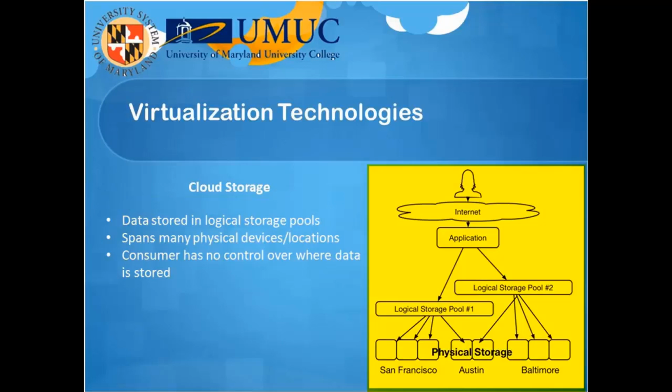So let's look at this diagram here. The diagram has an individual making a request through the internet to an application. Now that application is actually writing to two different logical storage pools, and those logical storage pools are tied to physical storage across multiple locations, as depicted here. Logical storage pool number 1 has physical storage in San Francisco and Austin, and logical storage pool number 2 has physical storage in Austin and Baltimore. And the user is just completely unaware of that.